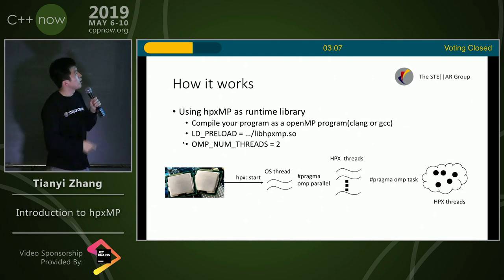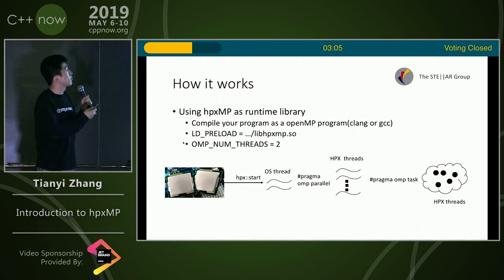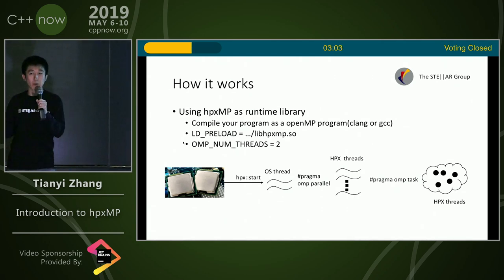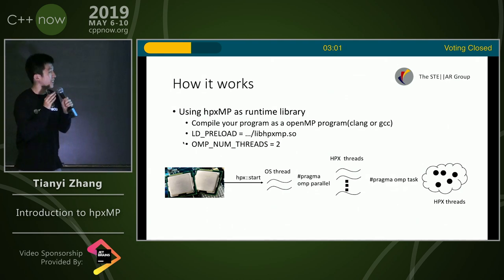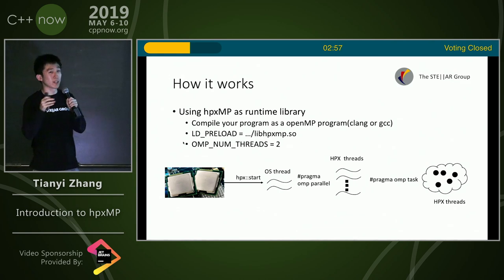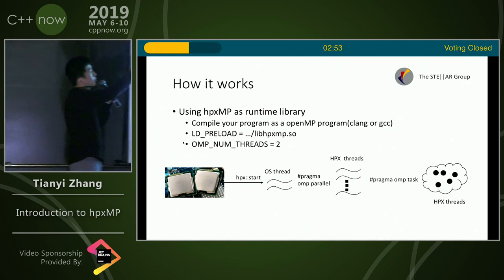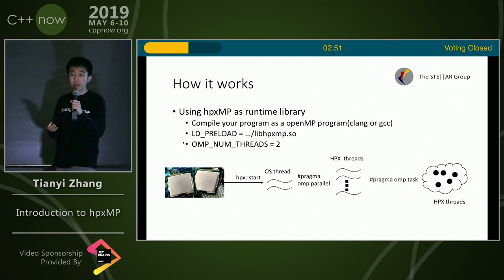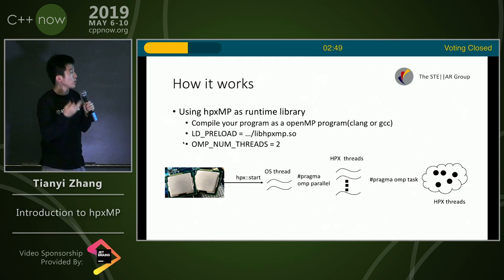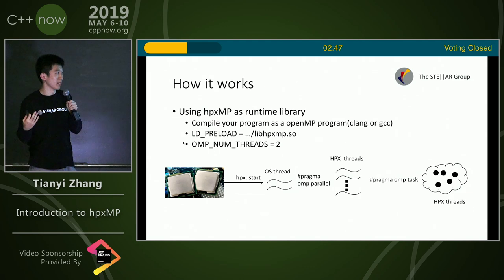And here's how to use hpxMP. You just compile your program as usual, like you compile it with clang or GCC, you just add -fopenmp, and when you run your program, you need to LD_PRELOAD the hpxMP library. So it will cheat the compiler to use hpxMP instead of the OpenMP runtime library.